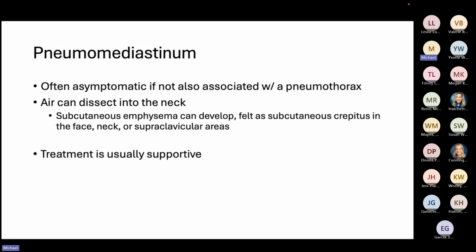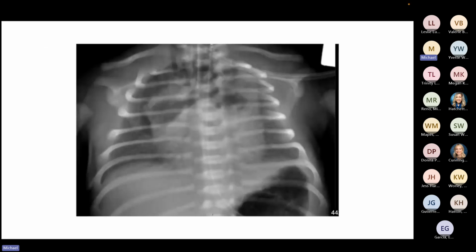That is air within the mediastinal area. It's often asymptomatic, as long as it's not associated with pneumothorax. In rare cases, the air can dissect into the neck and cause subcutaneous emphysema, which is felt as crepitus in the face, neck, and supraclavicular areas. And the treatment in the case of pneumomediastinum is almost always supportive.